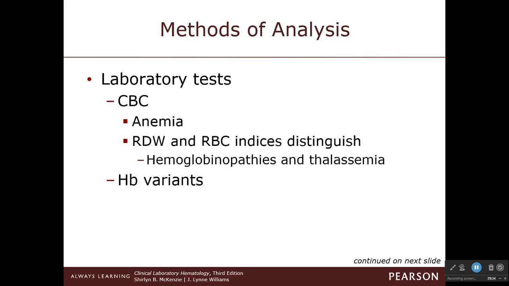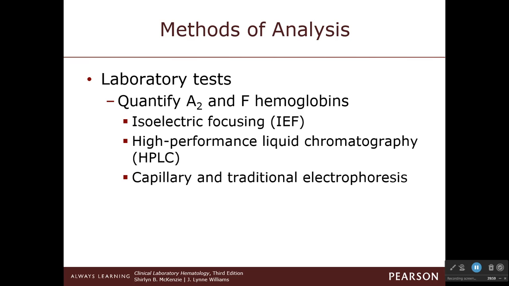All right, other tests, of course, you can do is CBC. CBC is usually the main test that we do. We look for the anemia, so low hemoglobin, hematocrit, and then we look at RDW and RBC indices. All right, these can help us also distinguish hemoglobinopathies and thalassemias. Okay, and then of course we can do screening tests for hemoglobin variants. All right, and we'll talk more about those in just a little bit.